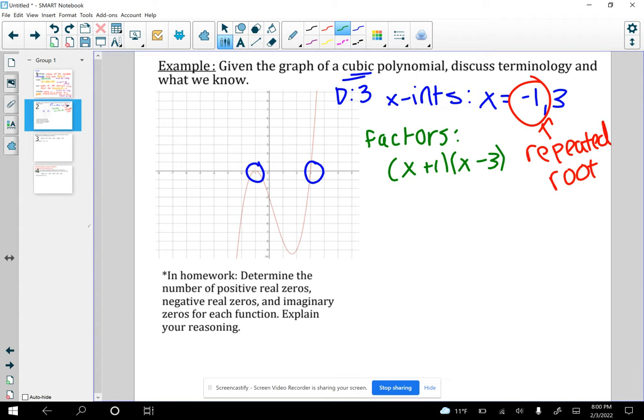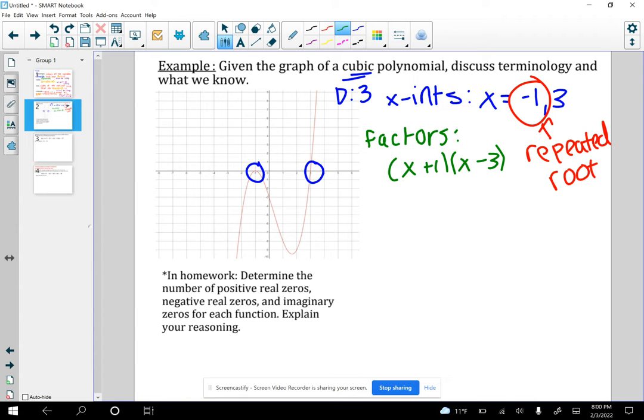Those would give us x-intercepts of -1 and 3, because that's what an x-intercept is: when our output, our y value, is 0. And we practiced those problems last time too, when we were going backwards, where I was giving you the solutions and you had to work backwards and write the factors and then multiply it all together. Those are some fun problems here.